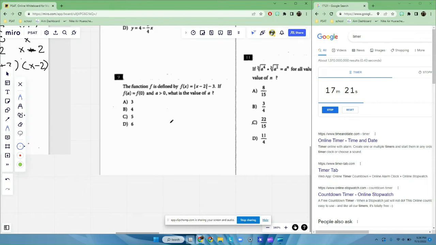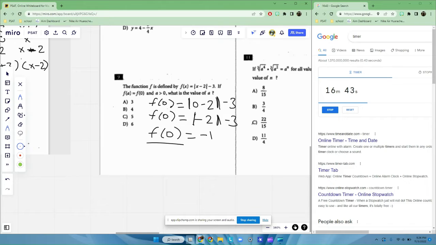Next question. A function is defined by f of x equal to the absolute value of x minus 2, minus 3. If f of a is equal to f of 0 and a is greater than 0, what is the value of a? All right, so you guys want to start off by finding f of 0. So f of 0 is equal to the absolute value of 0 minus 2, minus 3. This is equal to absolute value of minus 2, minus 3. So f of 0 would be equal to negative 1. This will become positive, and f of 0 is equal to negative 1.